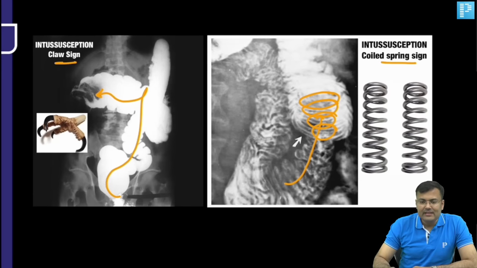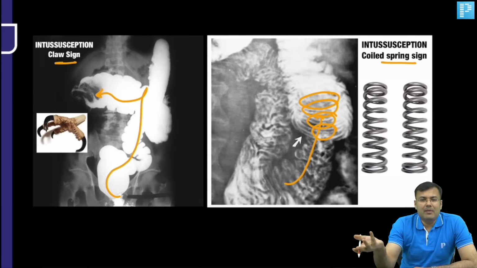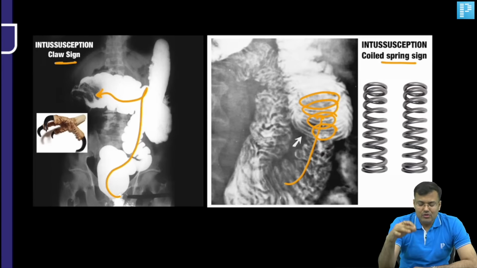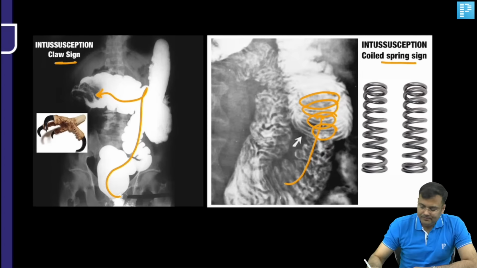There are high chances that we are going to get a question in the upcoming exam. In intussusception, one question always comes. So, claw sign or coiled spring sign. Got it? So, claw, coiled spring sign.